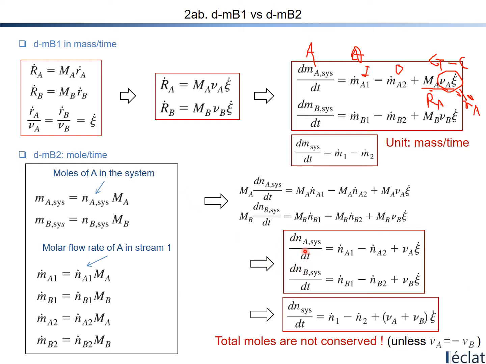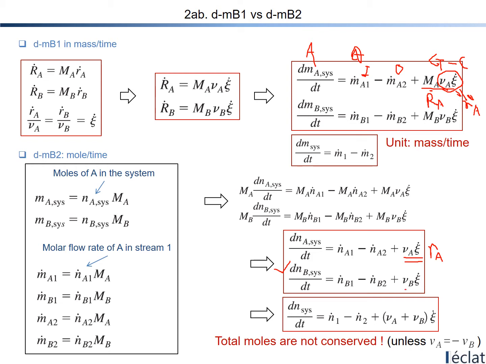Always remember: accumulation is equal to in minus out plus generation minus consumption term. So for the system, the change in moles of component A with time, dN_A/dt, is equal to the molar flow rate of component A in, minus out, plus the generation minus consumption term. This term is the molar reaction rate of component A. In the same way, you could build up the mole balance equation for component B.